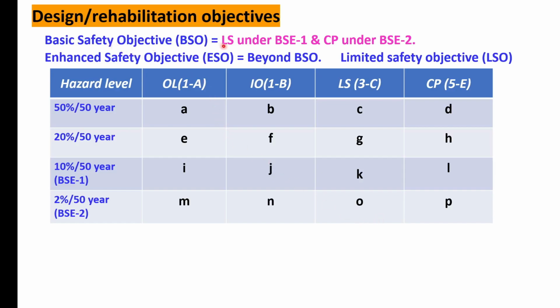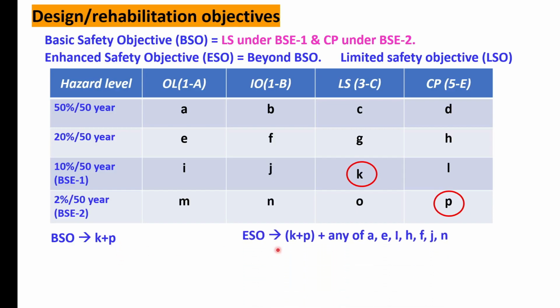Now our objective was the BSO, basic safety objective, to be satisfied, or you can go for enhanced safety objective or limited safety objective. So how to get out of all this? It is here like this. If you take the cell K and cell P, then what does it take? Life safety under BSE-1 and collapse prevention under BSE-2. This we have seen just in the previous slide, and any structure should always satisfy this. At least it should stand without collapsing for the very high earthquake, and for moderate earthquake it should not threaten the life. So these two combinations of cells K and P, if we satisfy, it is called the basic safety objective.